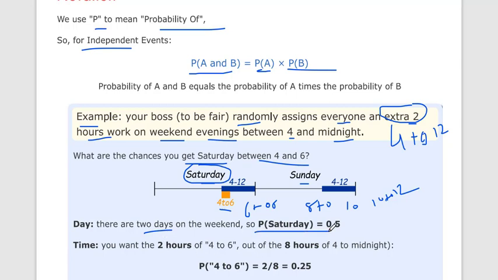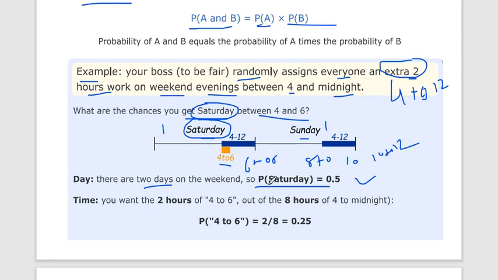Okay, so the probability of Saturday is 0.5. Saturday or Sunday, so the probability that you will get a chance on Saturday is 0.5. Now timing, you get the Saturday.